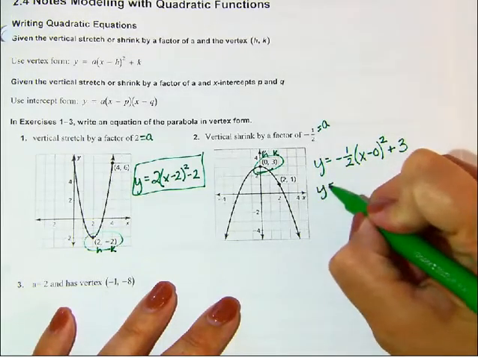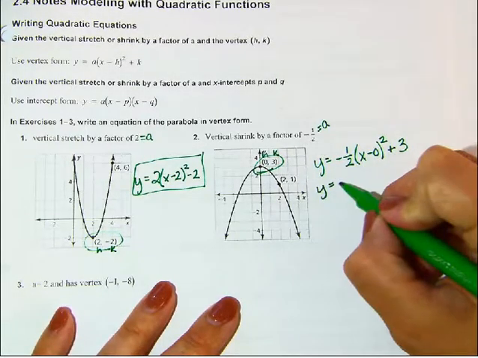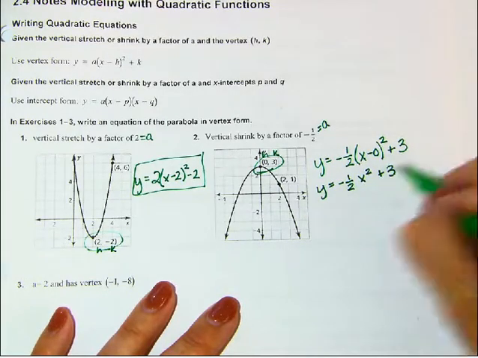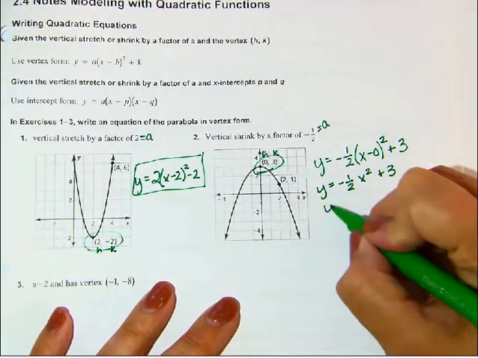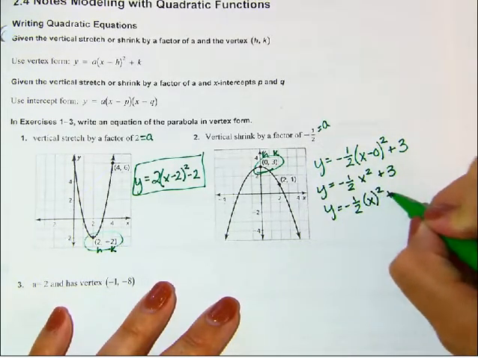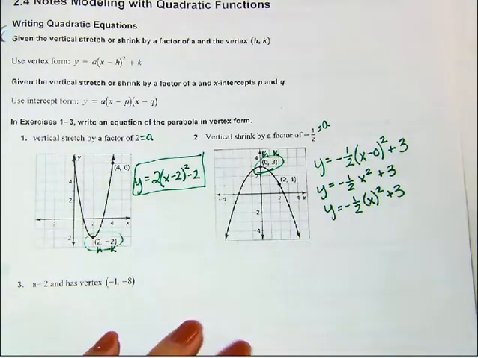You also could have written it, because h is 0, as negative 1/2 x squared plus 3 without parentheses, or you could have had it written with just x in parentheses being squared, plus 3. All of those are fine.